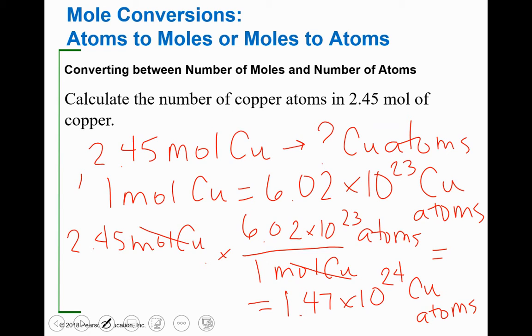Okay, and I'll do 1.47. I have three significant figures there. I have three in my initial problem. So that'll be my answer. 2.45 moles of copper contains 1.47 times 10 to the 24th copper atoms.